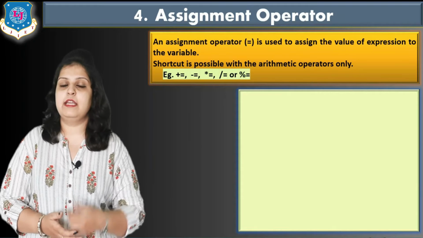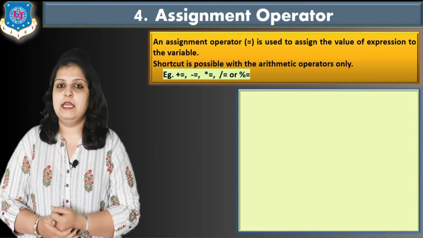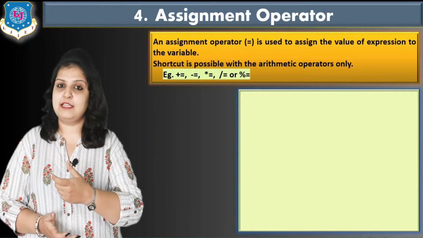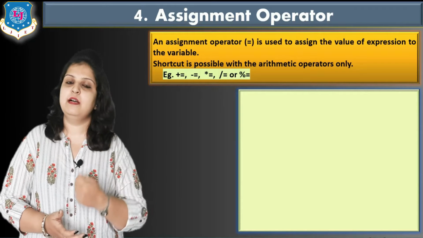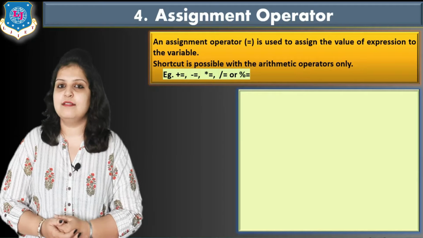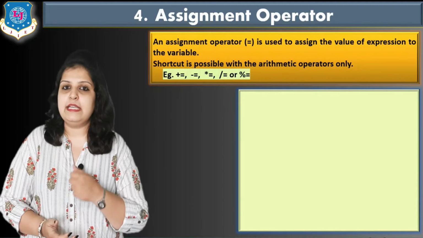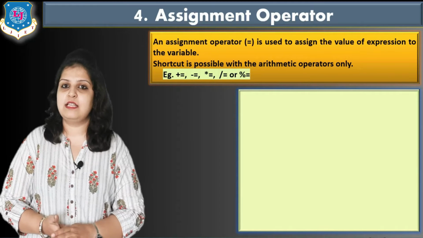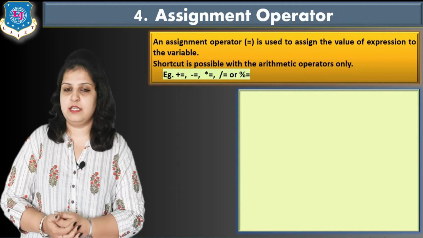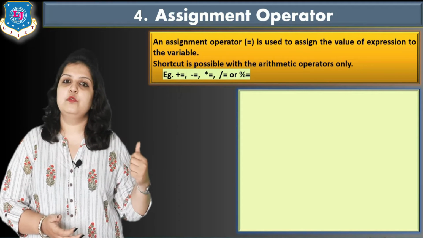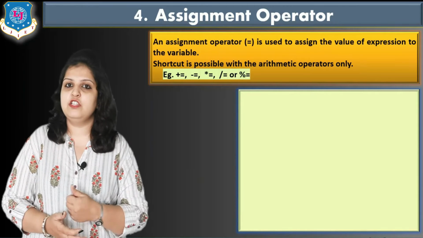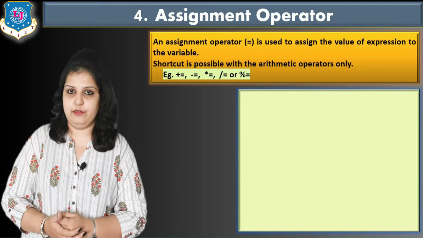And if I am writing a is equal to b plus c, then b plus c is an expression. So the value of this expression we can assign to the variable a using the sign of equal to. So this is called an assignment operation. And in C programming, by using the assignment operator we can perform some shorthand operations like plus is equal to, then minus is equal to, then multiplication equal to, division equal to, and modulo equal to.